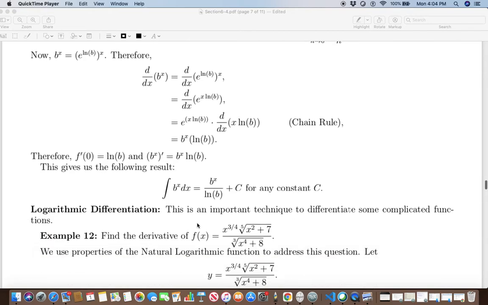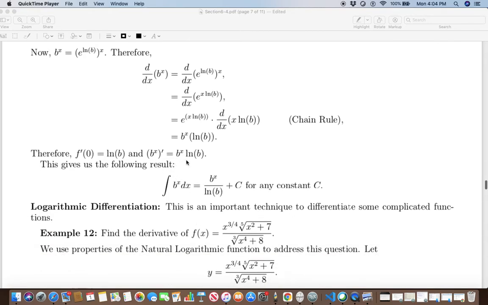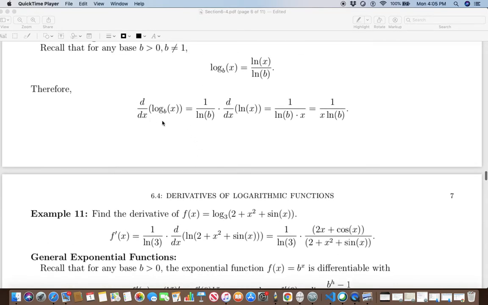All right. So this last result gives you an immediate conclusion. You see, divide both sides by natural log b. So the integration of b to the x is b to the x over natural log b plus constant of integration. So this is the general result for integration of exponential. This is the general result for the derivative of exponential, and this is the general result of the derivative for logarithmic function.